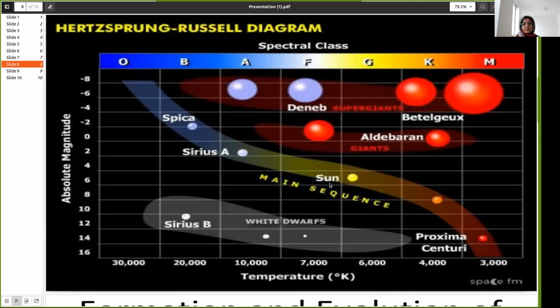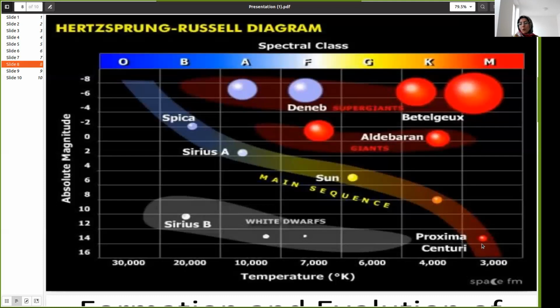And then, for example, our sun is somewhere in the middle of the main sequence. The temperature is around 6,000, and the magnitude is around 6. So it's a middle-aged star. It's a typical age. It's not a very special star. And then we see Proxima Centauri. It has a temperature of 3,000 and about 14 magnitude.